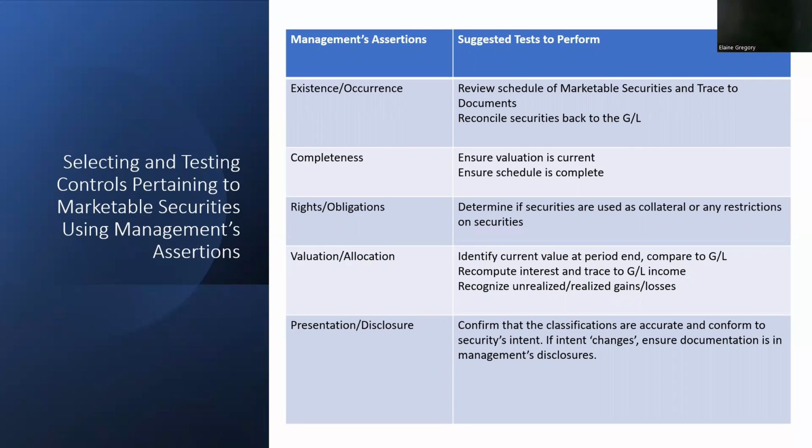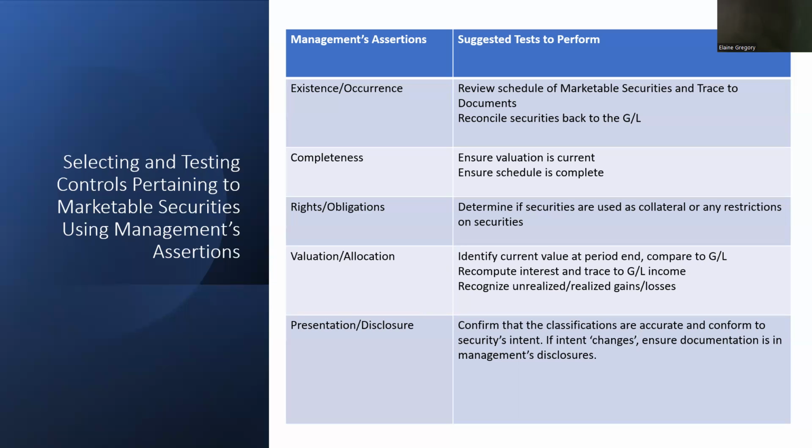We also want to make sure that if those securities are used as collateral, or if there are any restrictions on those securities, we are properly disclosing that in the financial statements. We may want to recompute the interest of a security, and make sure that we recognize any unrealized or realized gains and losses. And we need to confirm that the classifications are accurate and conform to the security's intent and management's intent. Now, sometimes the intent changes, and that's okay.